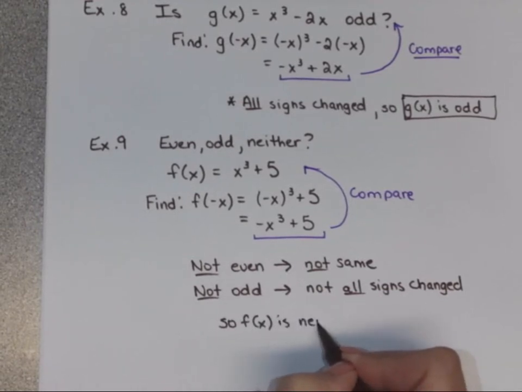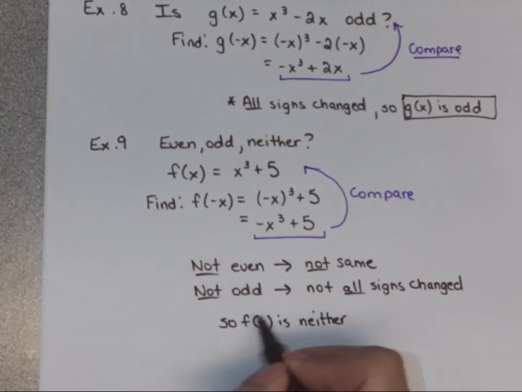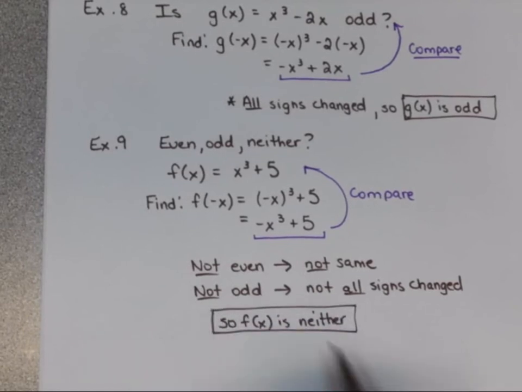Okay, so do you see how the signs are going to be really, really important here? It was one little sign that threw this off and made it not odd. It was the +5 not changing.